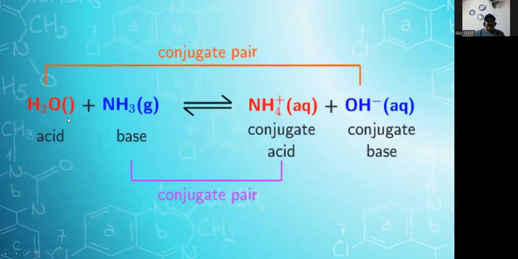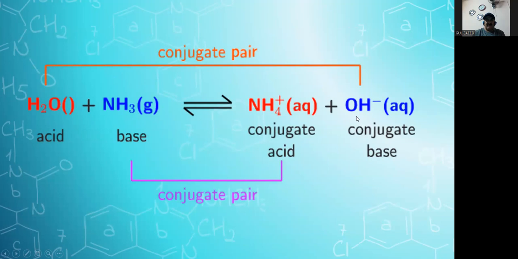For example, water reacts with NH3. Water will donate a proton and NH3 will pick up a proton and produce the ammonium ion. Now this NH4+ is able to donate a proton. It has hydrogen ions, so it is a conjugate acid. And the OH- ion is the conjugate base.